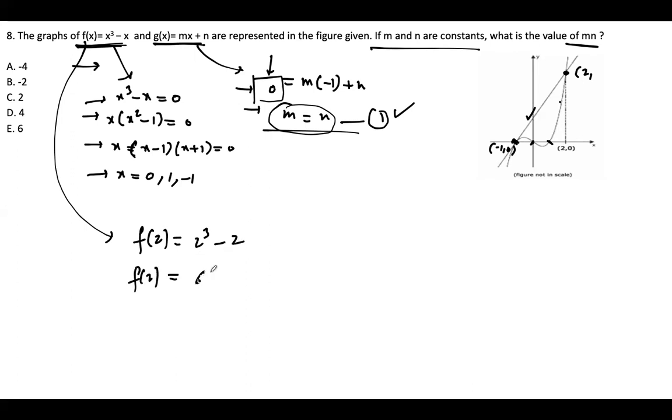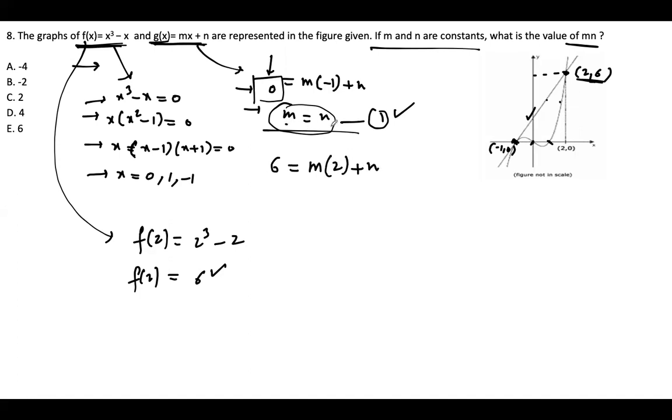8 minus 2, 6. So I know that once this curve passes, x coordinate is 2, y coordinate is 6. So this line also passes through this point. y is equal to mx plus n, so y value is 6, m into x value is 2, plus n.